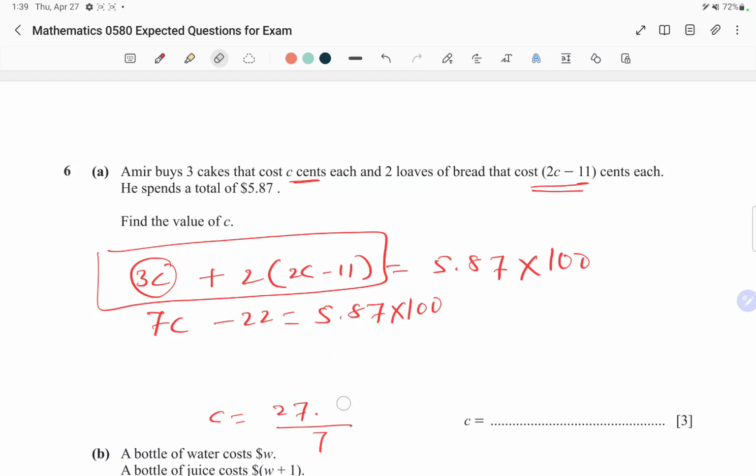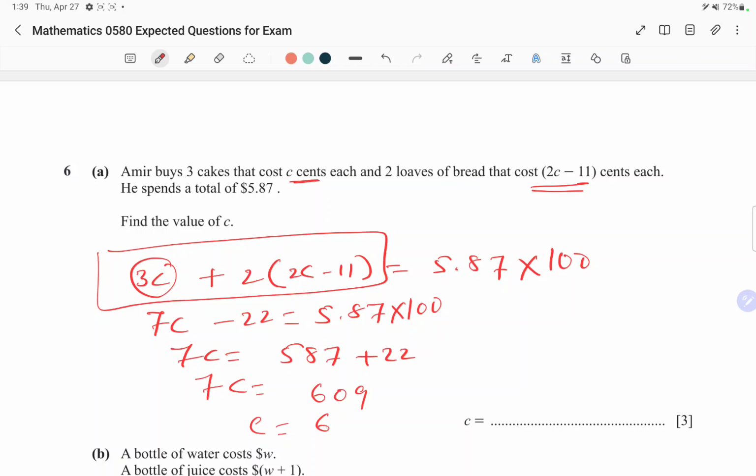So this will be 7C equals 587 plus 22. So 7C equals 609. So C equals 609 over 7. So 609 over 7, that is 87. So that should be 87.